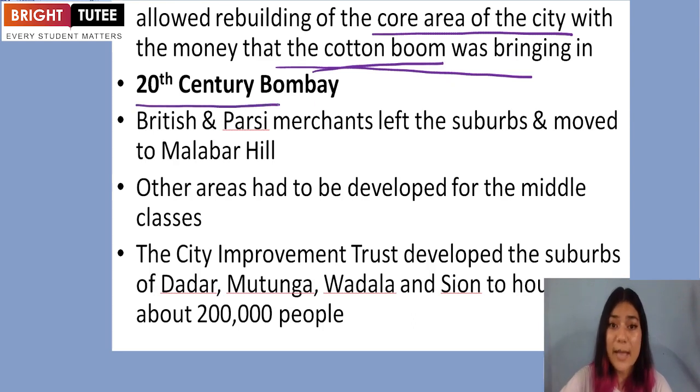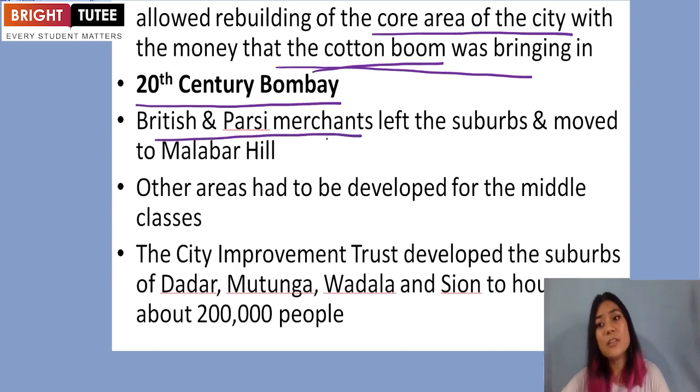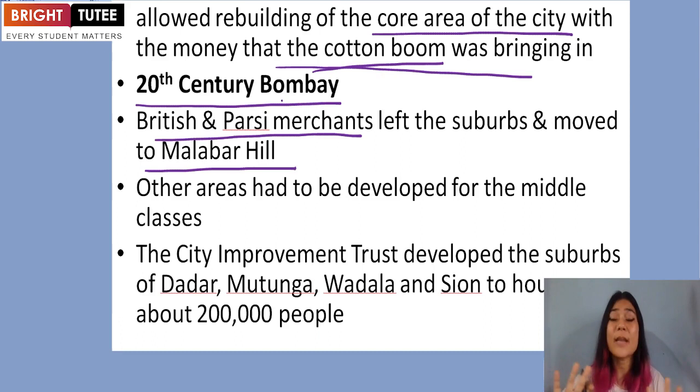Now let's look at the 20th century Bombay. The British and the Parsi merchants left the suburbs and moved to the Malabar Hill. During the 20th century, the British and Parsi merchants went a little bit to the outskirts of the city. The other areas apart from the Malabar Hill were developed for the middle classes, the middle class which was growing as a result of the emergence of the cities.